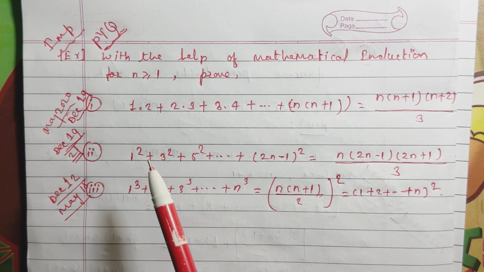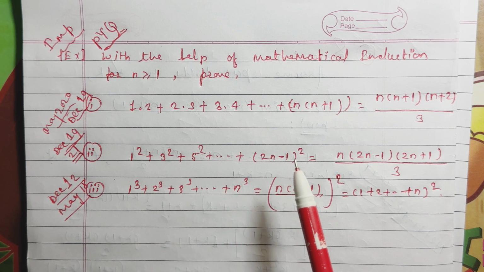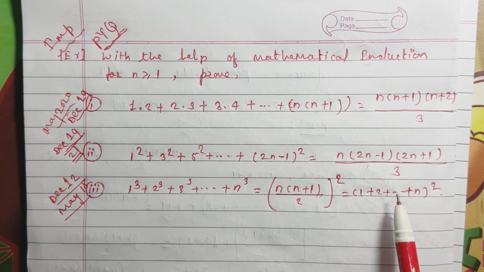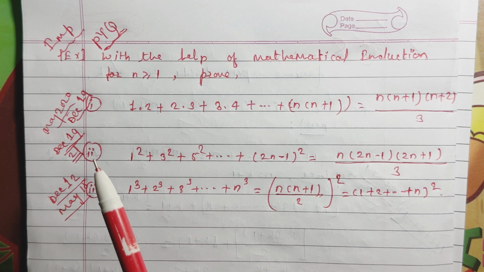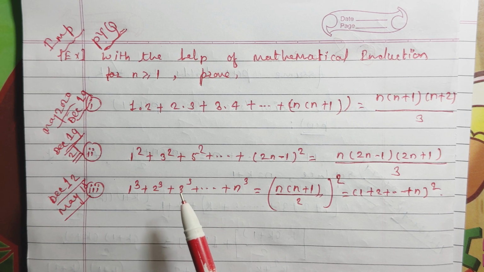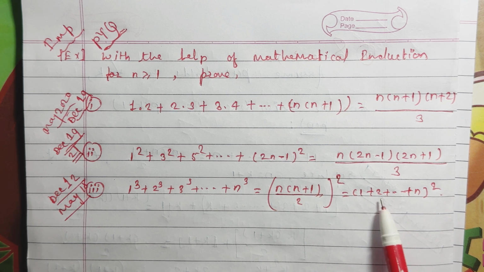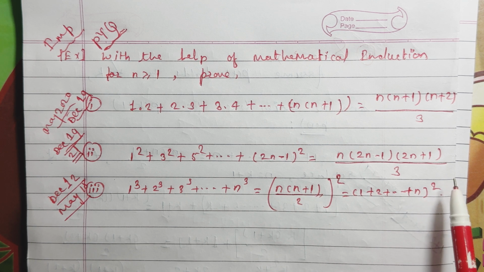Second question: 1 square plus 3 square plus 5 square plus up to 2n minus 1 square equals n into 2n minus 1 into 2n plus 1 by 3. And third: 1 cubed plus 2 cubed plus 3 cubed up to n cubed equals n into n plus 1 by 2 whole square, which is equal to 1 plus 2 plus up to n whole square. These are mostly repeated questions. You will get similar questions in your mid sem and end sem question papers, so make sure you prepare these questions properly, as similar examples have good chances of appearing in your end sem exam.